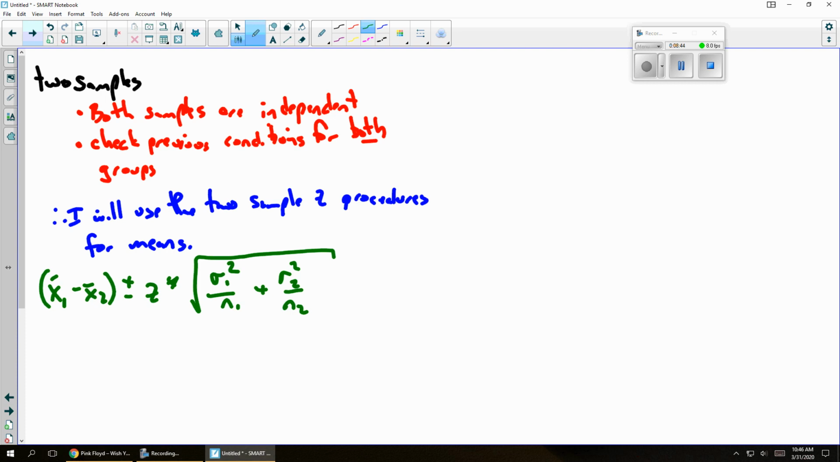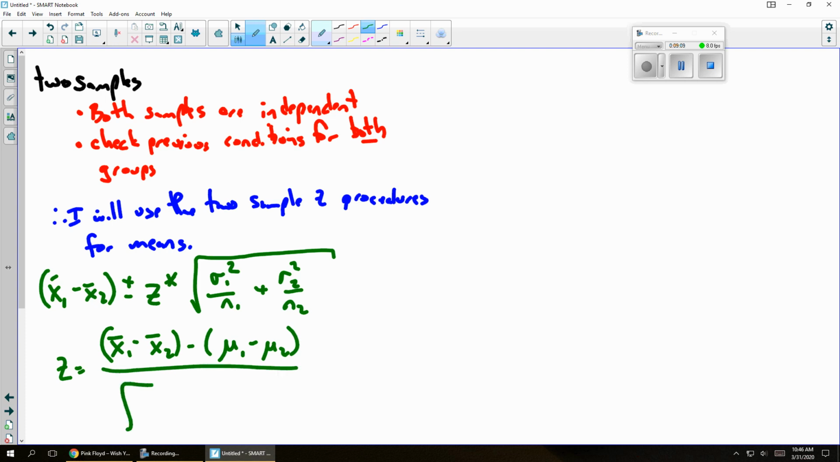Now, I don't know if we actually did this part of the formula in class this year, because what we ended up doing was going straight to the T procedures. But the pattern still holds, which is why I'm writing this down. And so this is going to be Z equals x bar 1 minus x bar 2 minus mu 1 minus mu 2 all over the big square root of sigma 1 squared over n1 plus sigma 2 squared over n2. And we said this little part here is typically going to go away and go to 0 when I have an H0 that says mu1 equals mu2.